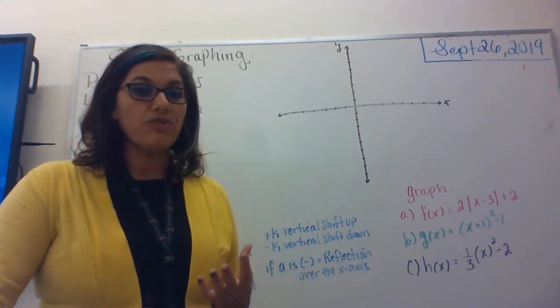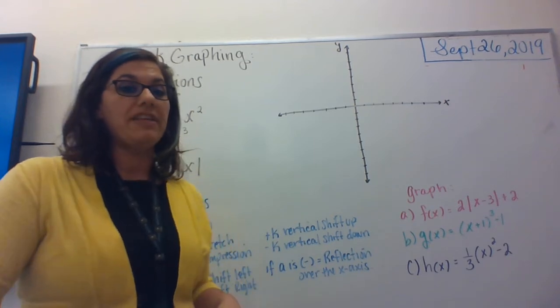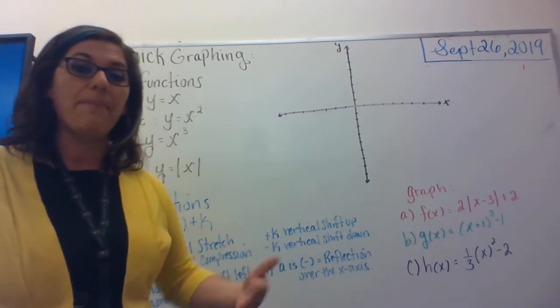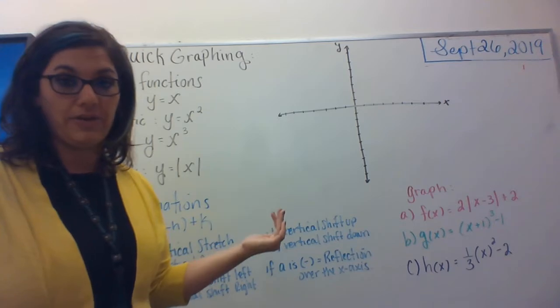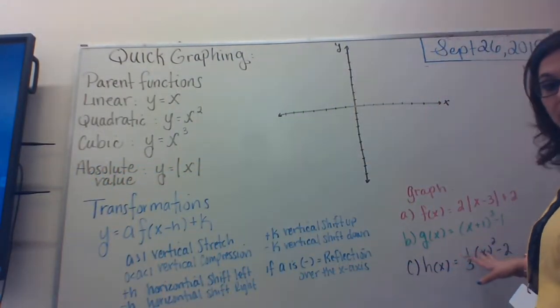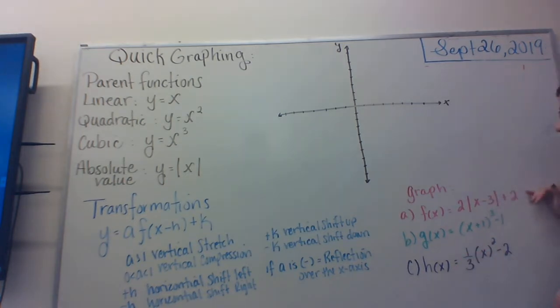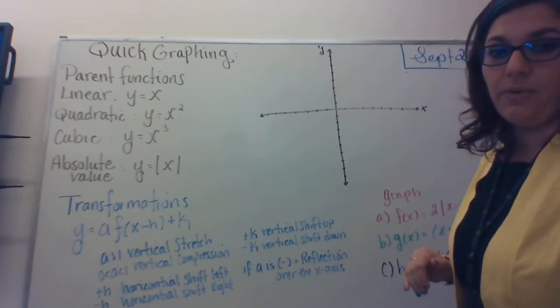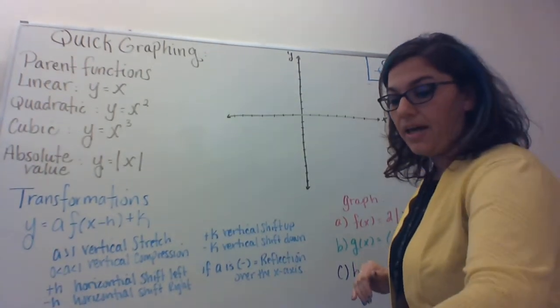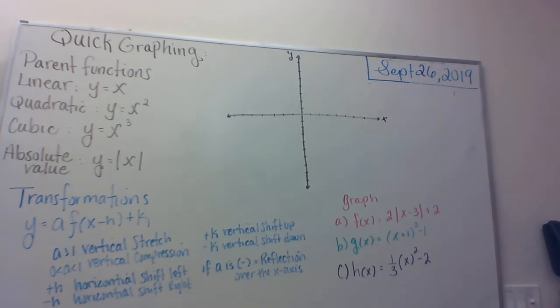So when we start to describe our graphs, you can tell me that a part of the graph has been shifted to the left, how many units, or it's gone up, how many units. The other side of that is we're going to use that to graph these 3 problems, okay? We're going to graph the absolute value function, the cubic function, and the quadratic function. So let's start with how we would quickly graph this, okay?